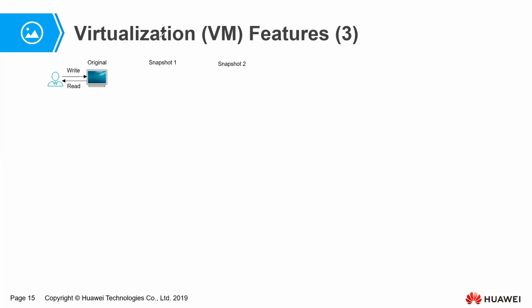So we are looking at the third feature, which we are calling snapshot. If someone can remind me, what are the other two features that we have looked at before for the virtual machines?